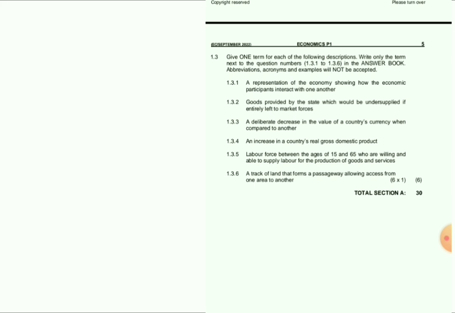A representation of the economy, showing how the economic participants interact with one another. This one is straightforward, guys. Please answer it. I'll give you a chance. It's actually the circular flow.